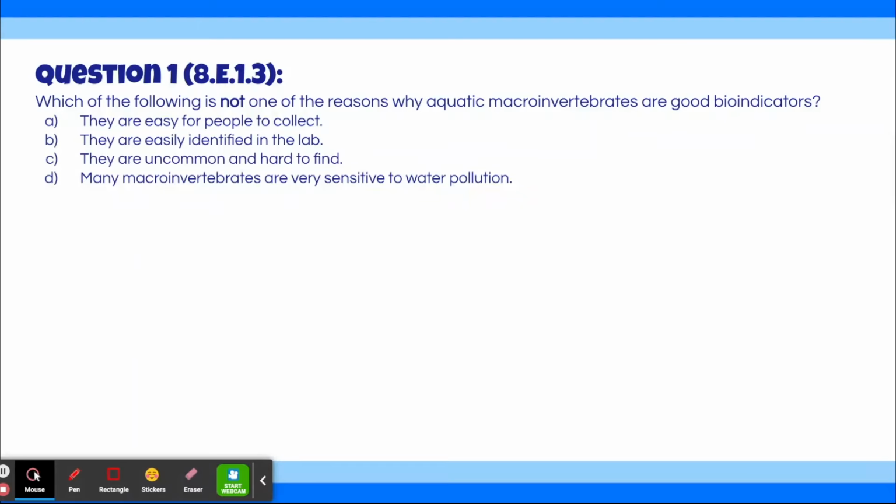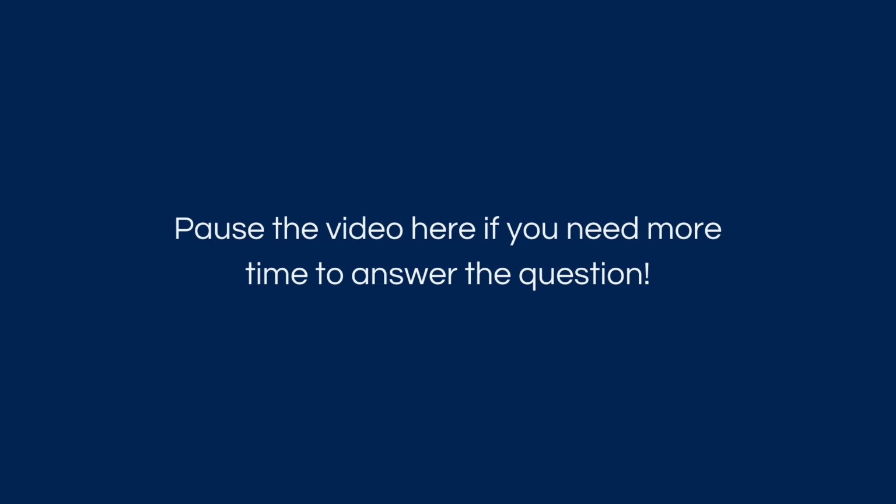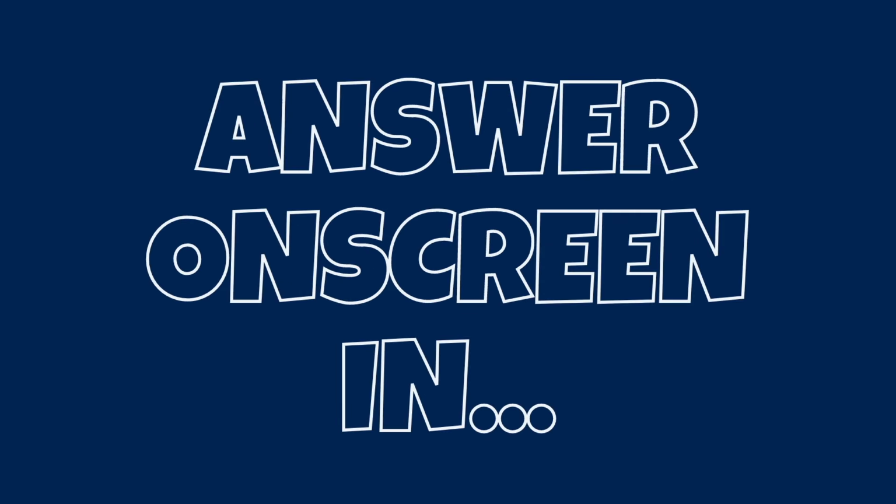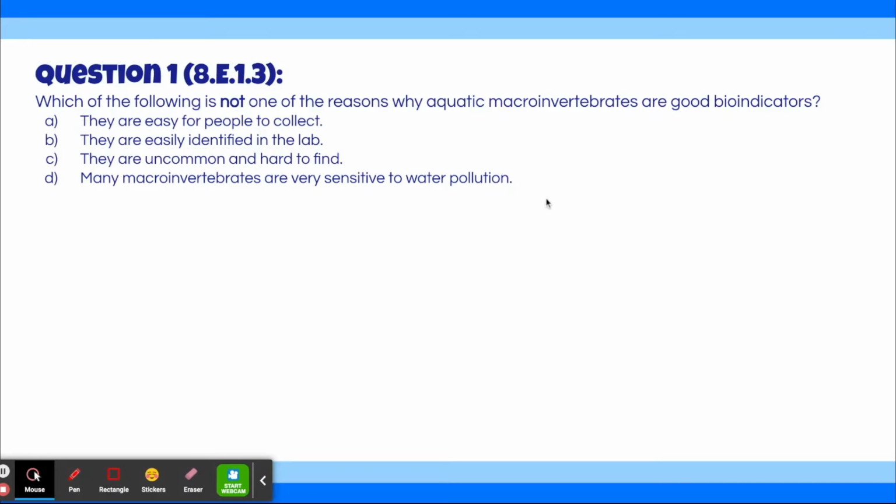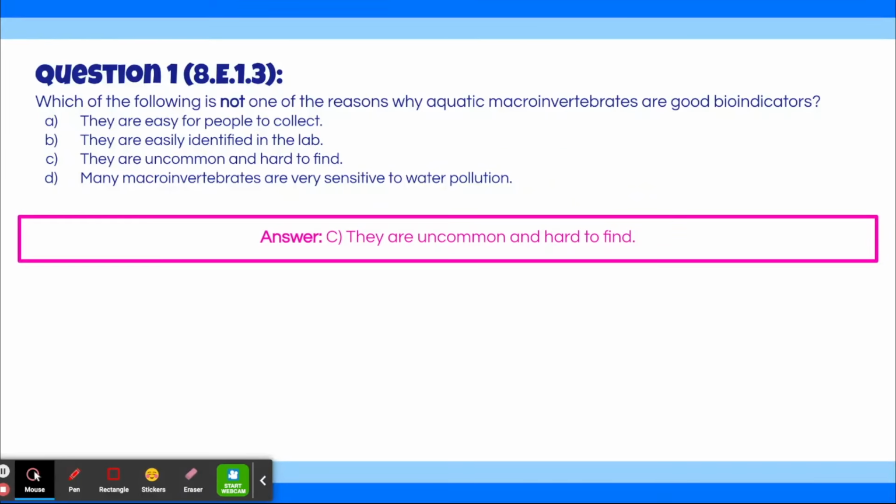Okay, time to get into the first question. Question 1. Which of the following is not one of the reasons why aquatic macroinvertebrates are good bioindicators? A. They are easy for people to collect. B. They are easily identified in the lab. C. They are uncommon and hard to find. D. Many macroinvertebrates are very sensitive to water pollution. The answer is C. They are uncommon and hard to find.